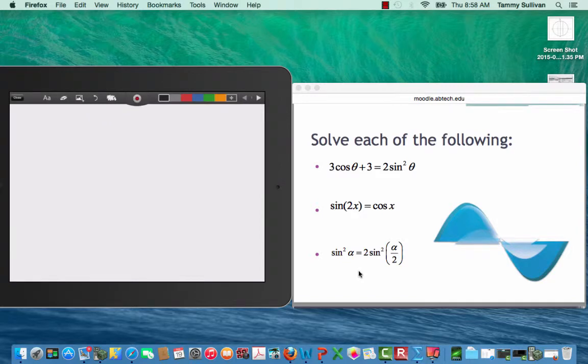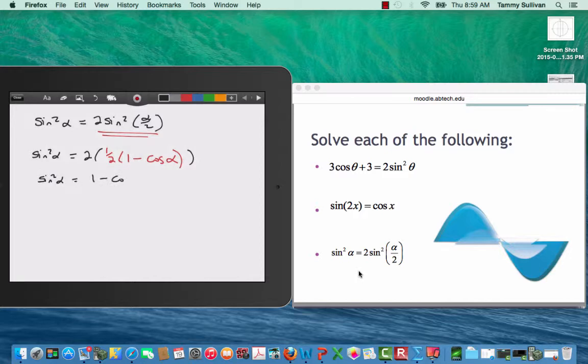And when I'm looking at the second one, the problem I see there is I've got sines, but my angles are different. So on this one, I'm going to put in the half angle formula. So I've got sine squared alpha equal to 2, and then the half angle formula is going to be 1/2 1 minus cosine alpha. So now I have my angles the same. So I have sine squared alpha equal to 1 minus cosine alpha.